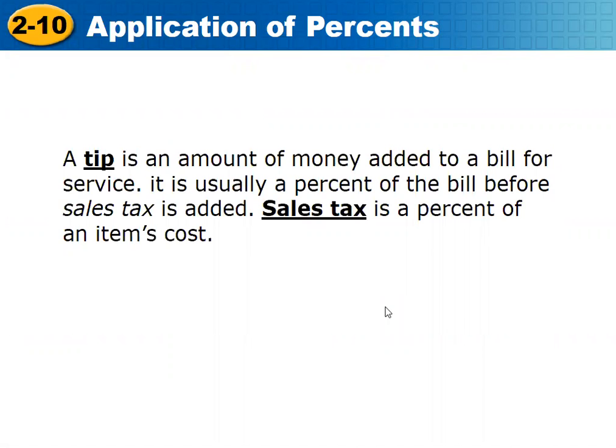A tip is an amount of money added to a bill for service. When you go to a restaurant, we have a tip, and this tip will be a percent added to a bill for a service. It is usually a percent of the bill before sales tax is added. Sales tax is a percent of an item's cost.